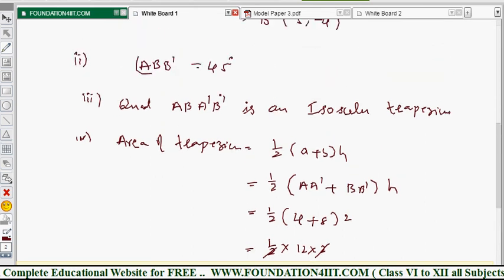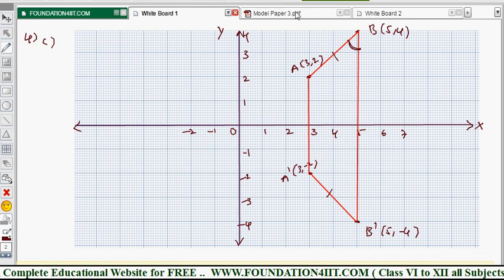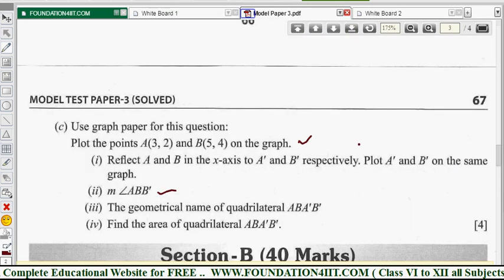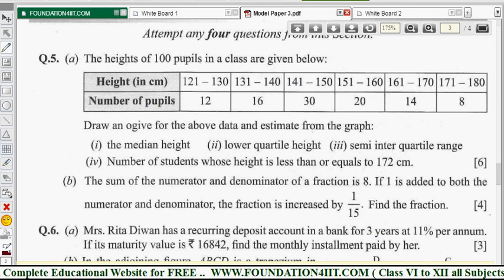These four parts were asked in the same single question, so you should draw the graph clearly. By observing that, we can say the answers. Okay, this is about question 4 in this paper. Now let us see section B, question number 5, and we'll solve these problems now.